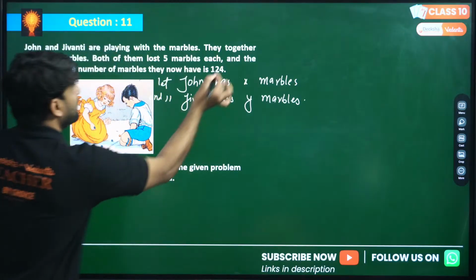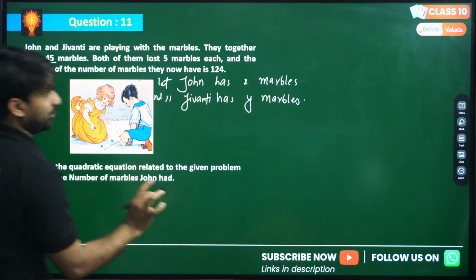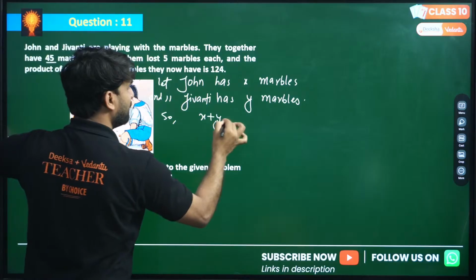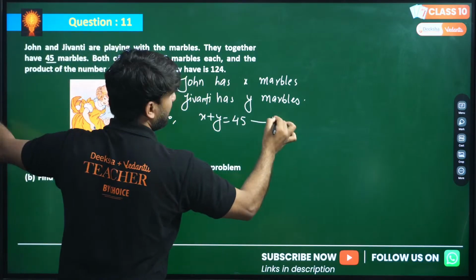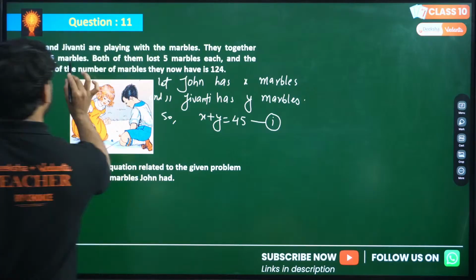Now they together have 45 marbles. Very good. They together have 45. So x plus y is 45. The total marbles are 45. This will be your first equation. Look, they together have 45 marbles, so x plus y will be 45.